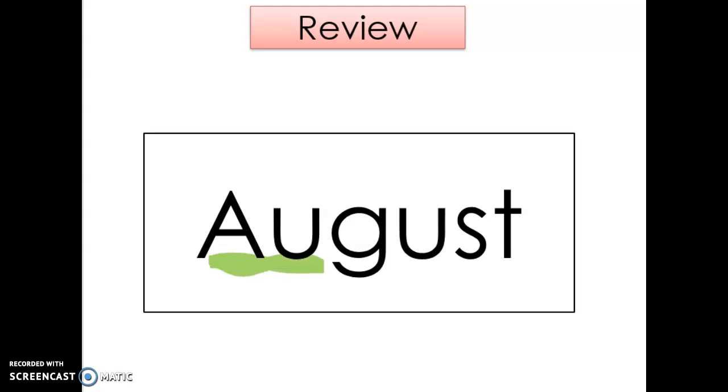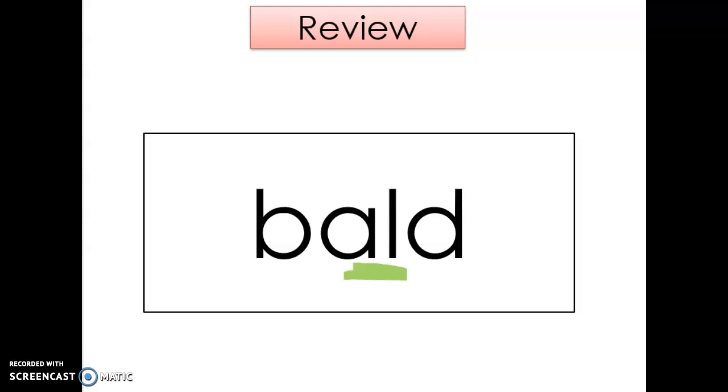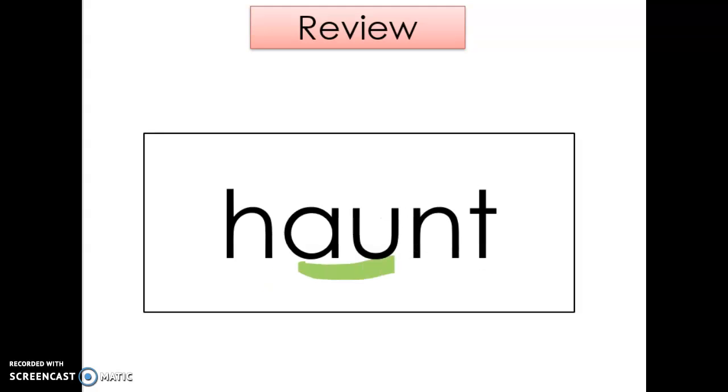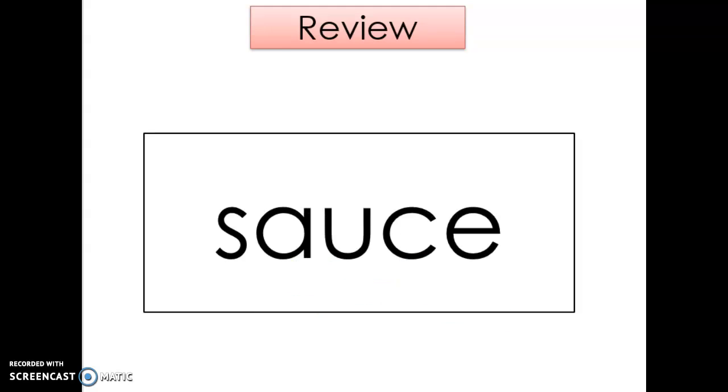Let's review some spellings for it. We have AU, like in the word August. We have AL, like in the word bald. We have AL, like in the word also. AU, like in the word haunt.